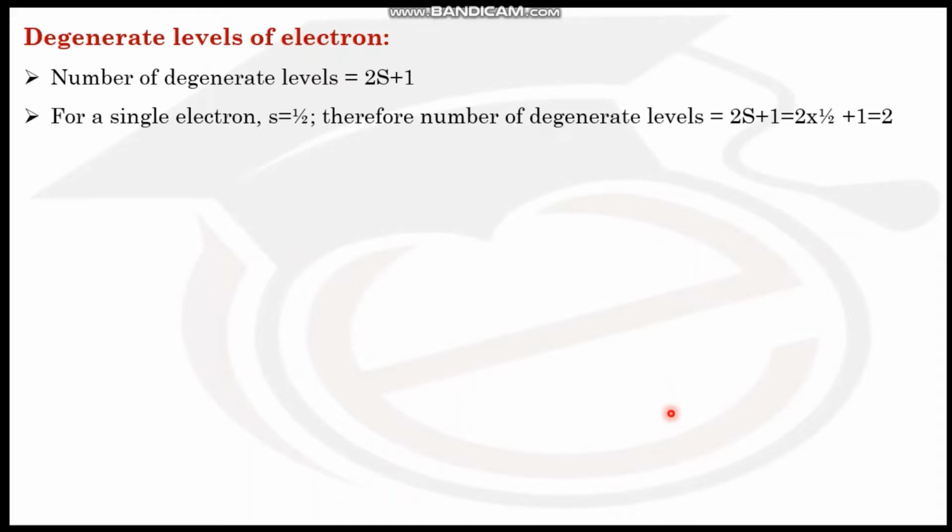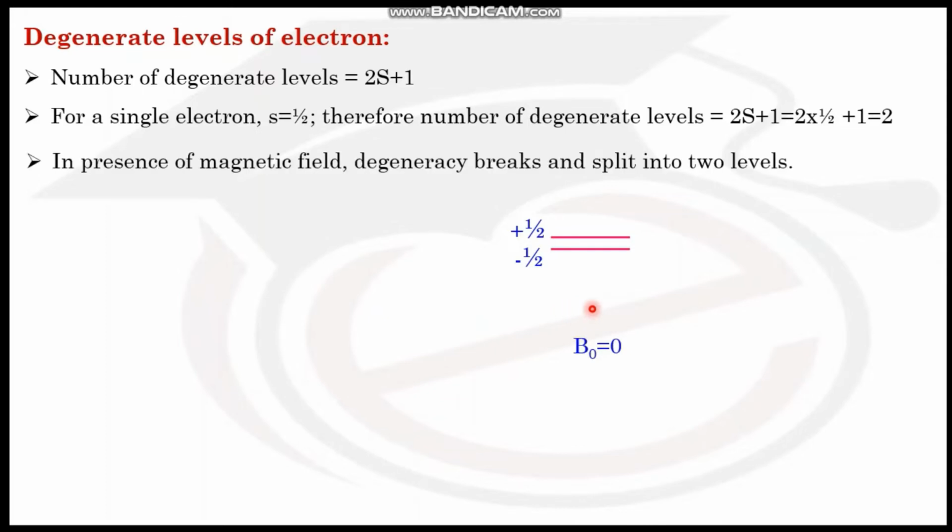Then there should be 2 degenerate levels like this. Degenerate levels mean these have equal energy or equal population. That is what is meant by degenerate level. These levels are plus 1 by 2 and minus 1 by 2. These two have the same energy in the absence of a magnetic field. When we apply a magnetic field, this degeneracy breaks and the levels split into 2.